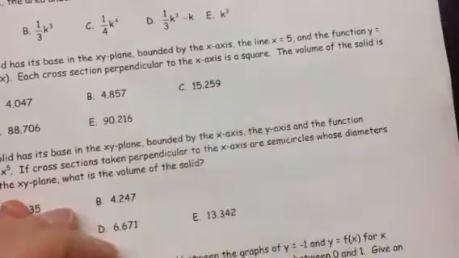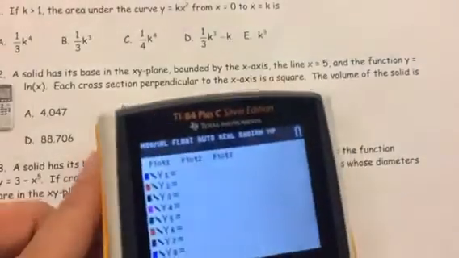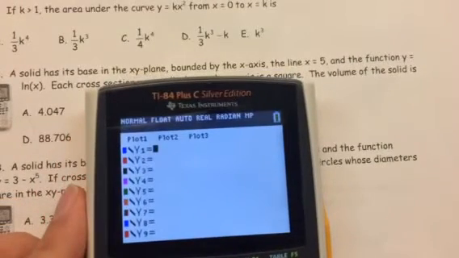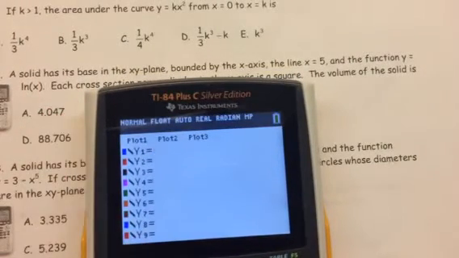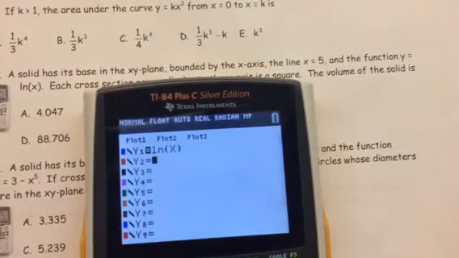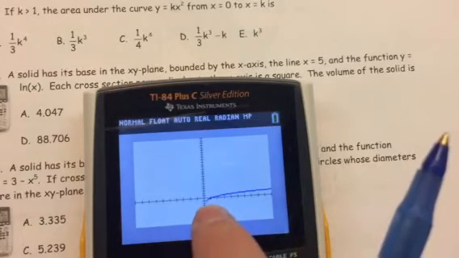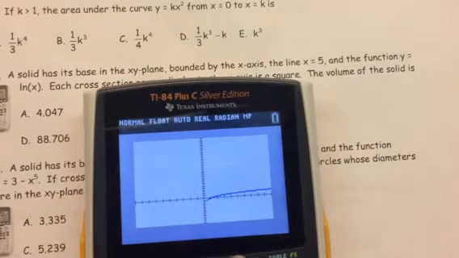Let's look at number 2. It says a solid has a base in the xy plane. This is a calculator problem, so you should immediately be looking to do stuff in the calculator. And it wants us to find the volume of this solid. Let's get a sense of what it is first. It's the graph of natural log of x equals 5, and the x-axis. So here's what we've got. Natural log of x equals 5 is hard to graph, but it's right here. This is where x is equal to 5.